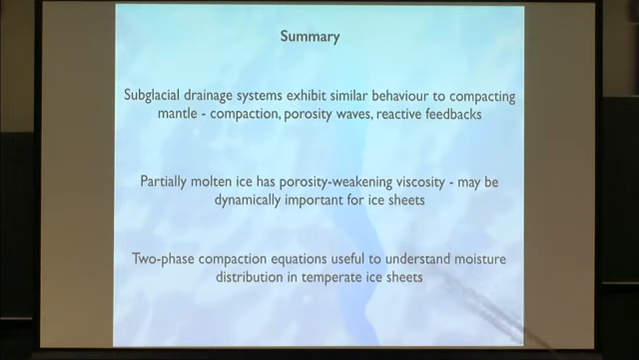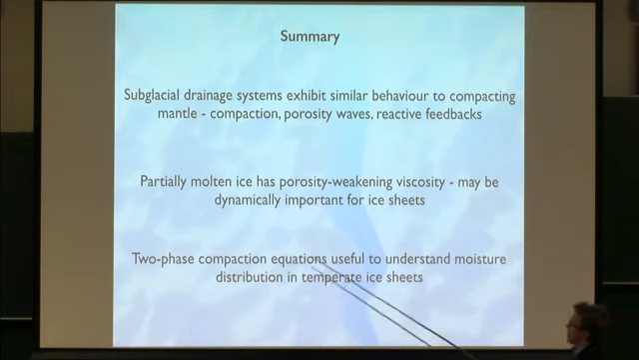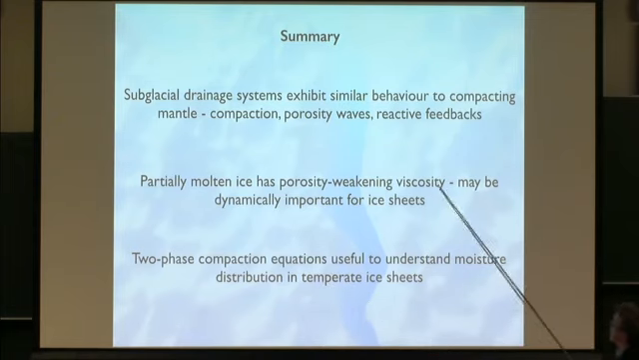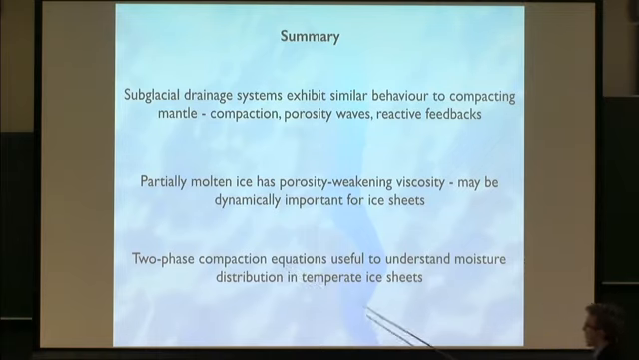You get this reactive feedback giving channelization that's completely run away to make completely pure water-filled channels. Partially molten ice has porosity weakening viscosity that may be quite important, and these equations are useful for trying to understand some of the feedbacks that might lead to.